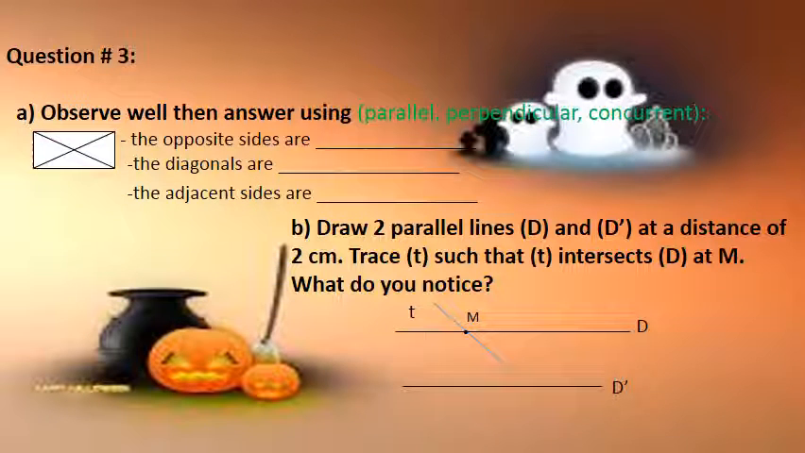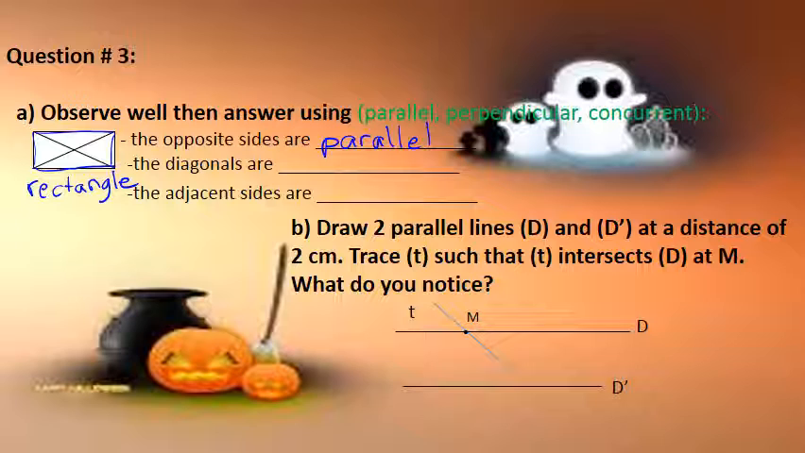Question number 3. We should observe the figures well, then answer using parallel, perpendicular, or concurrent. If we look at this figure, we can see a rectangle. This geometrical figure is a rectangle. In a rectangle, we have opposite sides. This side and this side are opposites, and this side and this side are opposites. So the opposite sides in a rectangle are parallel.